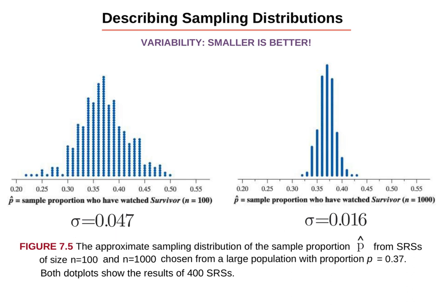Now, if you ran that same number of SRSs, 400, but where your n value is 1,000, so going from 100 to 1,000, you end up with something like this as far as our sampling distribution. Now, our variability is much smaller, so we're going somewhere between 0.32 up to 0.43, maybe. And so our standard deviation drops from 0.047 to 0.016.